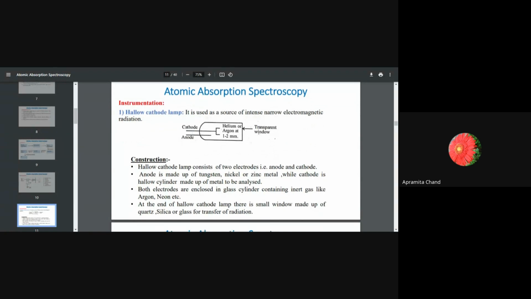So first we need a hollow cathode lamp, which is the source of intense narrow electromagnetic radiation. And here there are two electrodes, the anode and the cathode. The anode will be made up of tungsten, nickel, or zinc metal, while the cathode is a hollow cylinder made up of the metal to be analyzed. And this entire setup is enclosed in a glass cylinder, which has a gas like argon or neon. And also at the end we will have a small window for the transfer of the radiation, which is made up of quartz, silica, or glass.